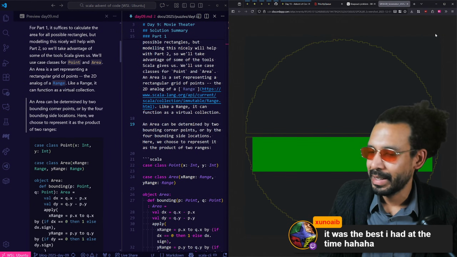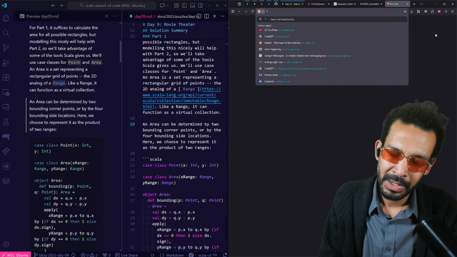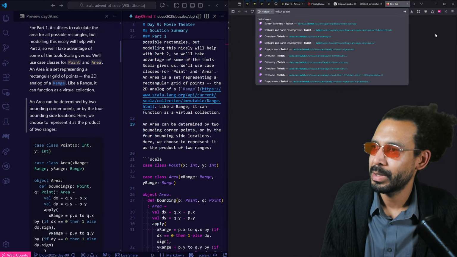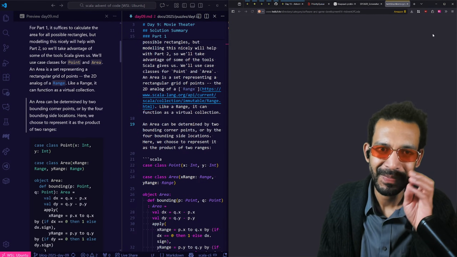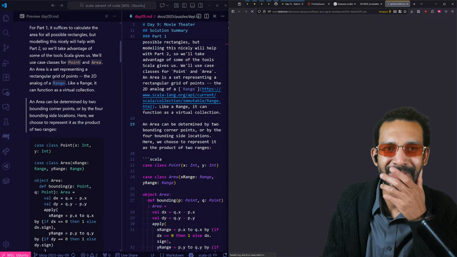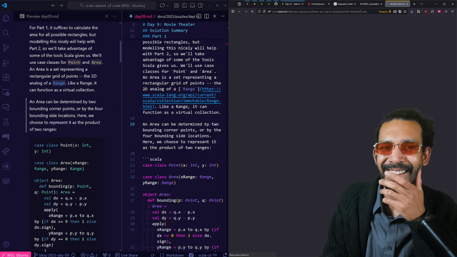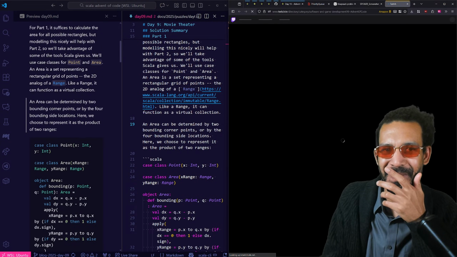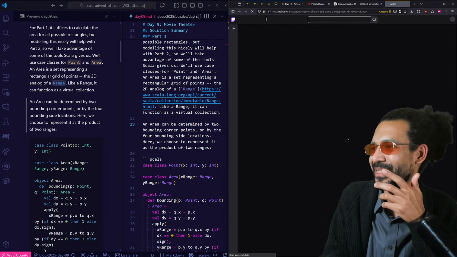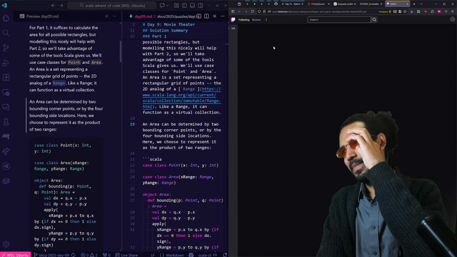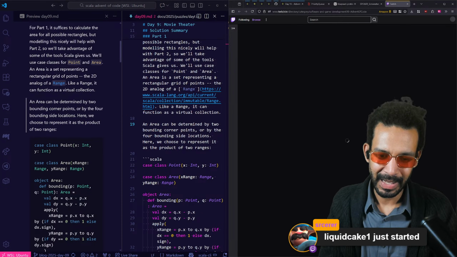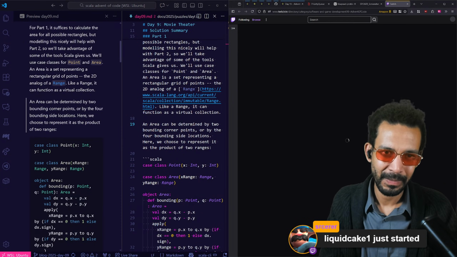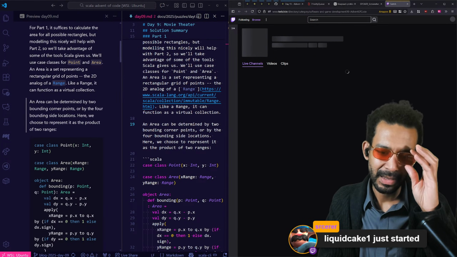And let's see if there's another straggler. Maybe there's no stragglers, but maybe some of the Europeans woke up and are working on Advent now, and they haven't yet given up. I do like that idea. I gotta get my bread going. Liquid cake just started.